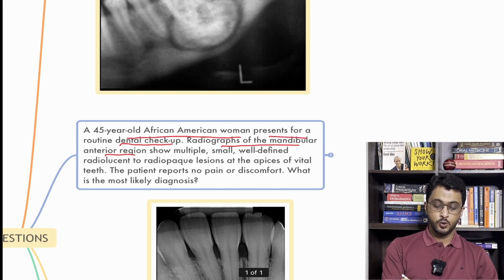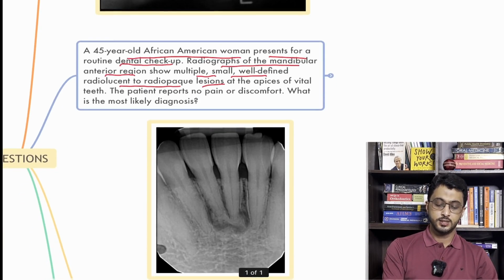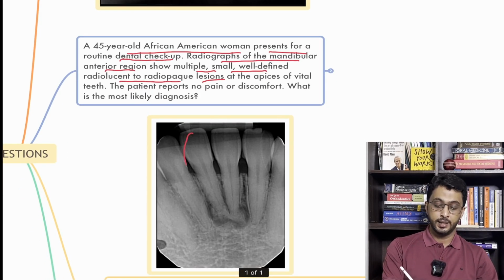Anyway, it shows multiple small, well-defined radiolucent-radiopaque masses. It's a typical picture, mandibular anteriors, you can see there. A little bit radiopaque, a little bit radiolucent. Of vital teeth. Now, this is very, very important. We'll come to the non-vital things very soon. The patient has no pain or discomfort, meaning it is asymptomatic.